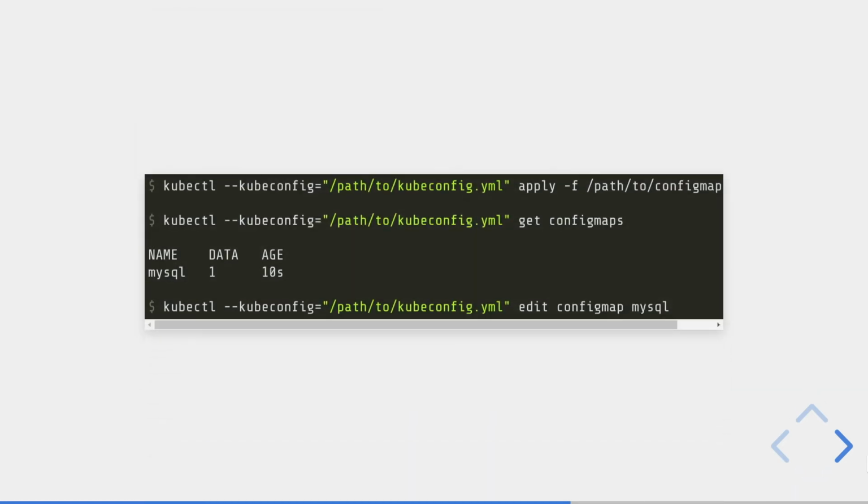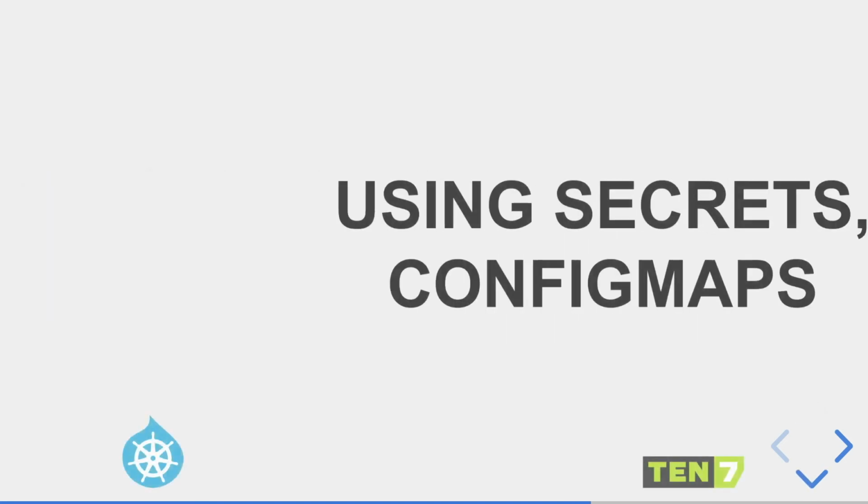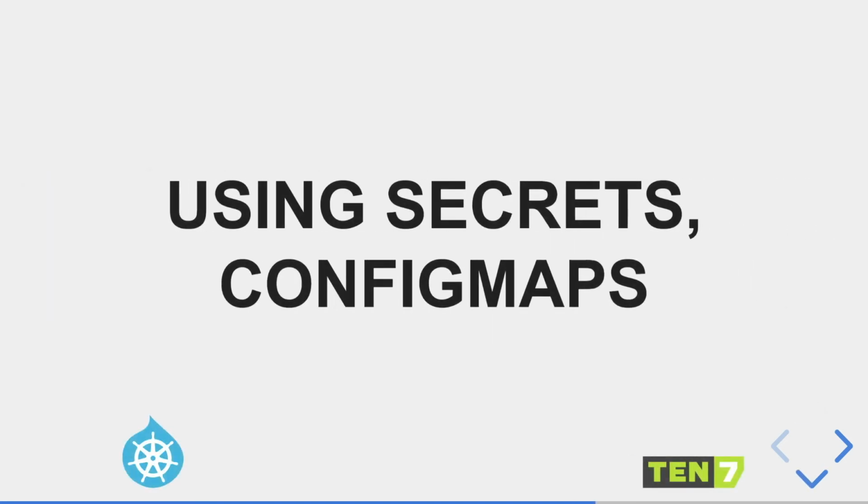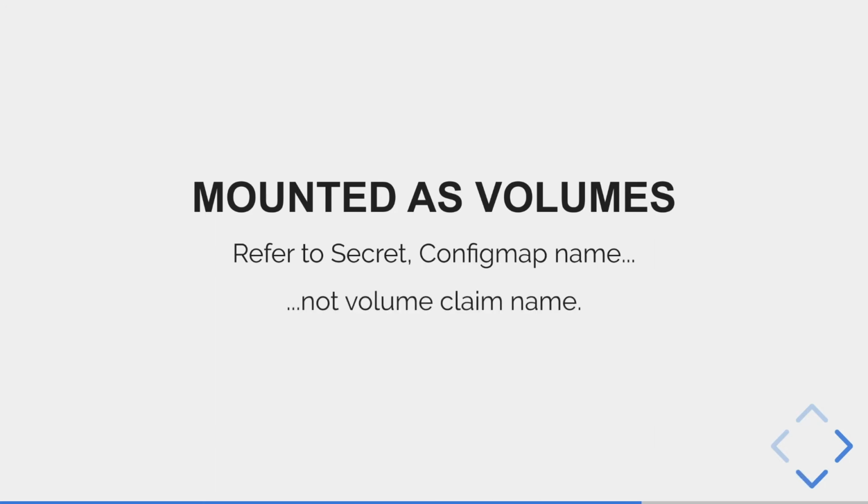Okay, how do we work with these config maps? Same way that you've worked with everything else. You can apply them, you can get them, you can edit them, you can describe them, you can delete them. Same kind of operations that you're used to. All right, now that we've defined them, how do we put them to use? Every time you use a secret or a config map, they are mounted as a volume inside of a pod. And instead of referring to a disk or a claim name, you're going to refer to the secret or config map name, not a volume claim name.